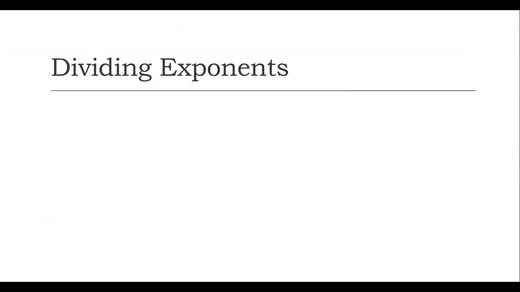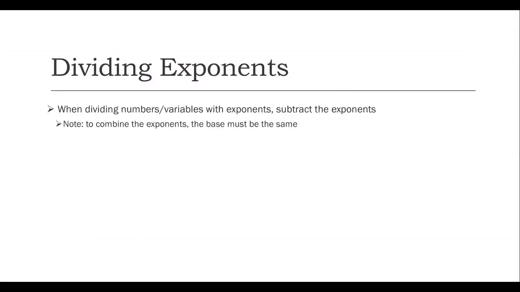Next, we'll talk about dividing exponents. When dividing numbers or variables with exponents, you're going to subtract the exponents. And also, like with multiplying, the bases need to be the same. So x to the 5th divided by x squared, we have the same base, so our base is x, and then we do 5 minus 2, so x cubed.